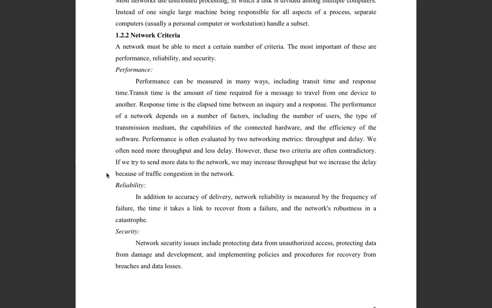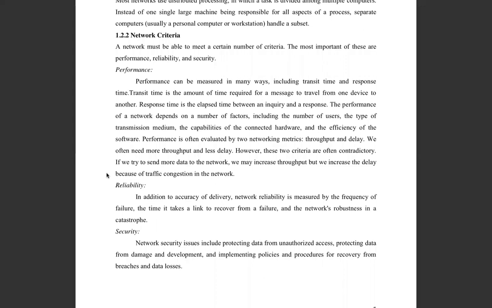So if the performance is being measured by the transit time, that's the amount of time for a message to reach one device. So we want to transfer from point A to point B. How long does it take for a message to reach point B if you are sending from point A? That's the transit time. So the transit time can also be used to determine the performance. Is it either fast or slow?